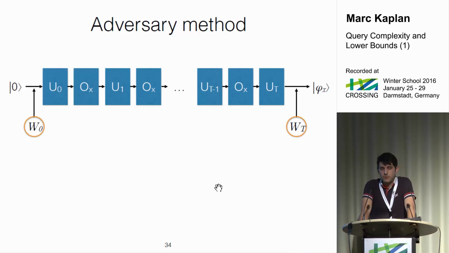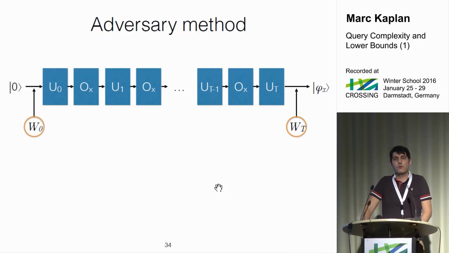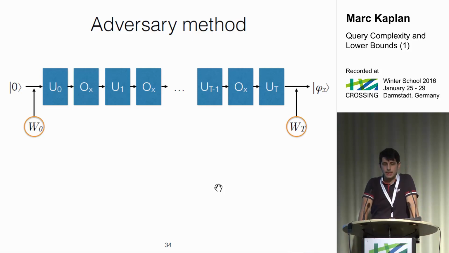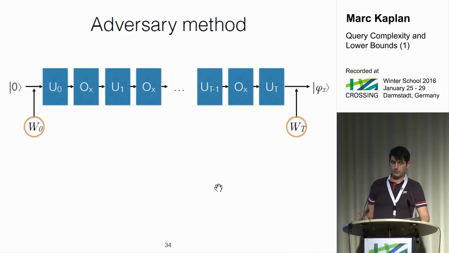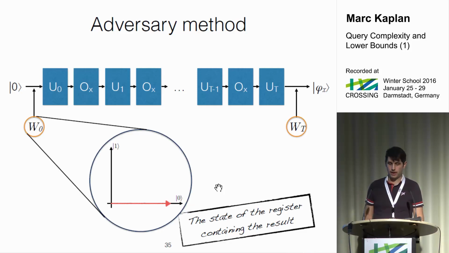Okay, so just before the coffee break, let me give you the very high-level argument, and then we'll see in more detail how you can do that. Again, as I already said, the goal is to introduce some quantity that will allow us to keep track of the progress made by the algorithm. This quantity is W here, W0 in the beginning, capital W T in the end. And this is what the adversary method tries to capture.